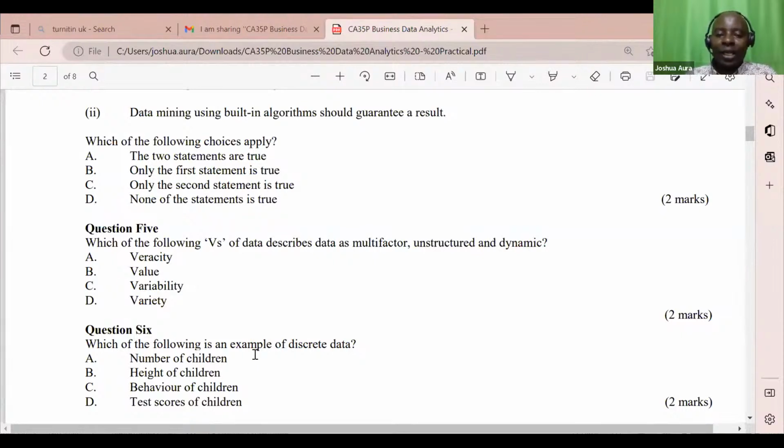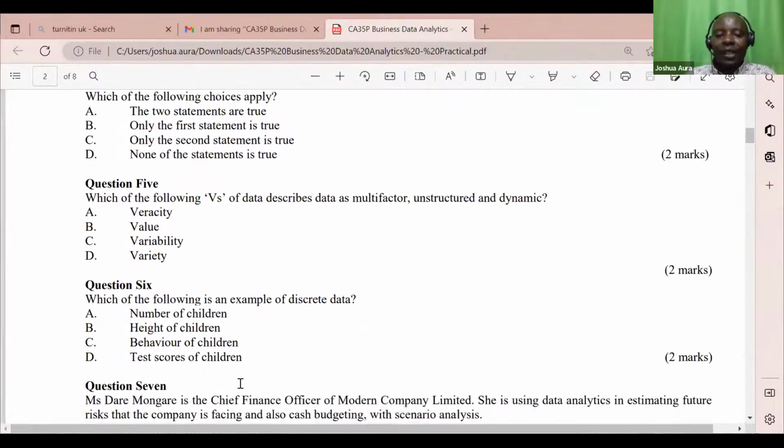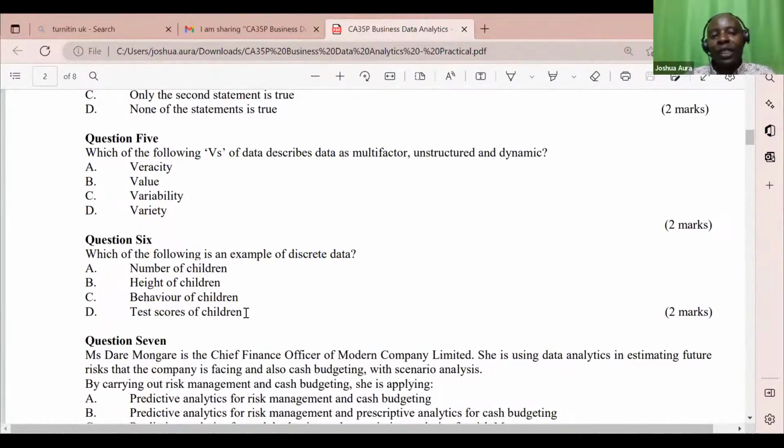Height of kids, this could in this case here, for example, one is 5'7", another one is 5'6", right? Continuous. Behavior of children, this is not even countable. It's not even measurable. Behavior of children is more qualitative. So this one is out. The test scores, this was quite confusing, but you see, even test scores, somebody can get 3.5, somebody can get 40.5. That is the 0.5. So basically, discrete data, the best example was number of children. So somebody who has done some research must have gotten this question nicely.